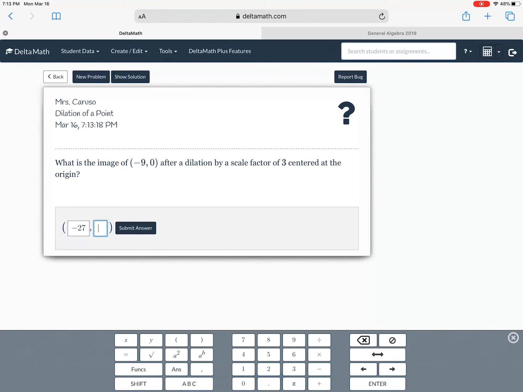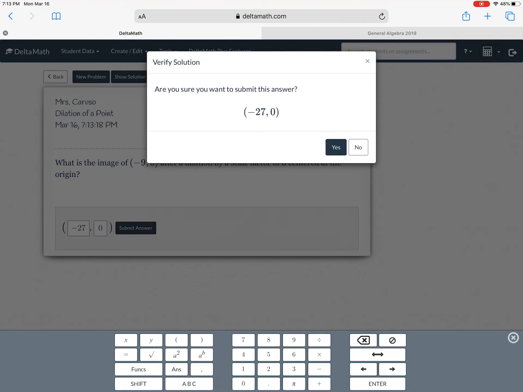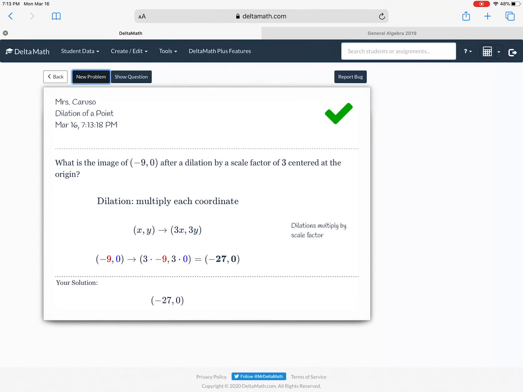And what's this one going to be? Don't say 3. Oh, good. You said 0. That's right. Some people say 3. 3 times 0 is 0, not 3. Let's check and see if you're right. Okay, you got nervous there for a minute.